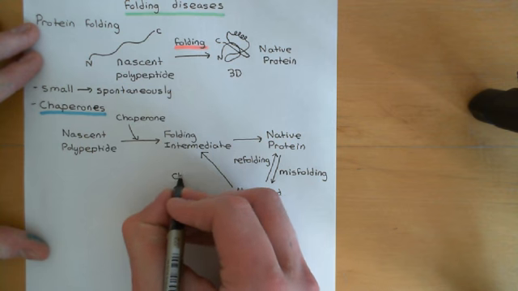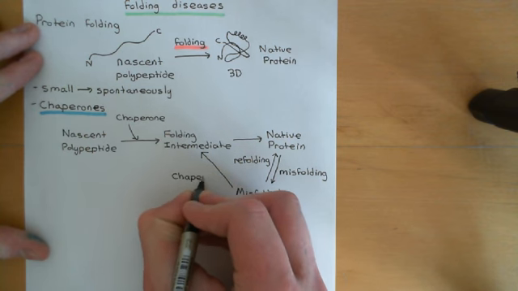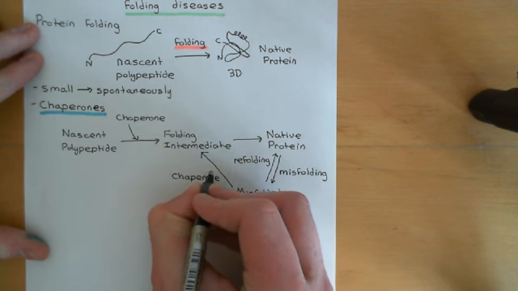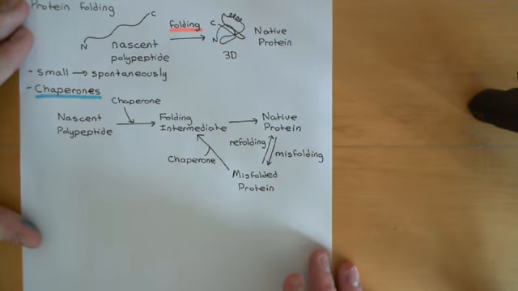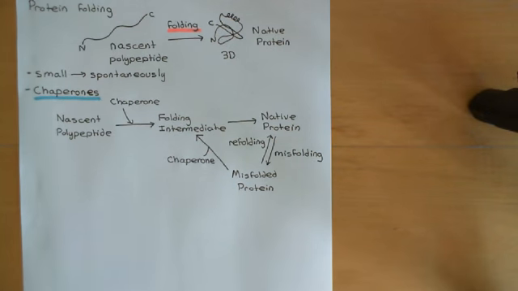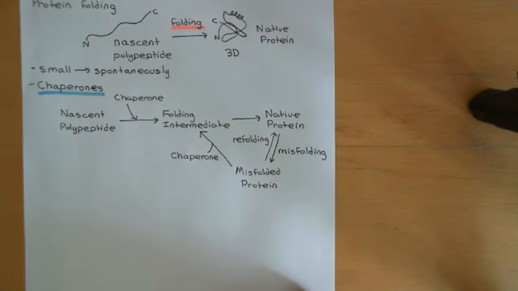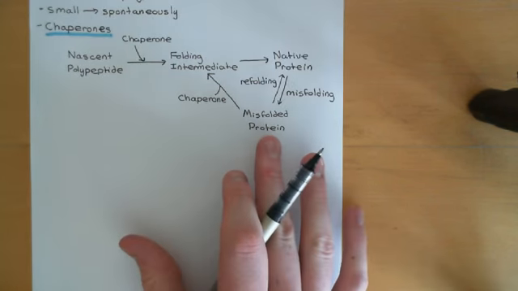Okay, so again, a chaperone is going to bind to the misfolded protein and help it to fold back into the native state. And again, I'll say it again, we're going to look at these chaperone proteins in a lot more detail later on. At the moment, I'm just outlining the basics of protein folding. Okay, right. So, why are misfolded proteins so dangerous?